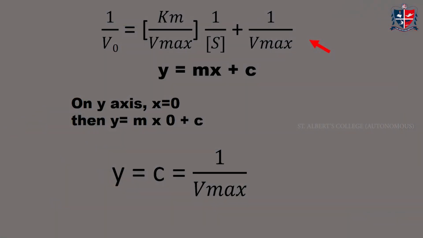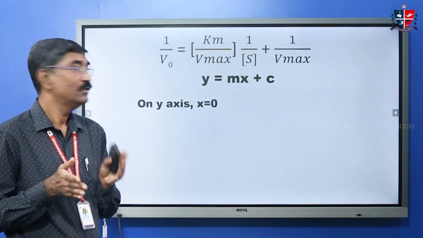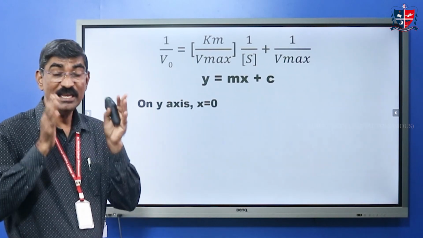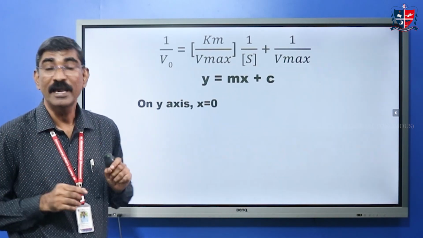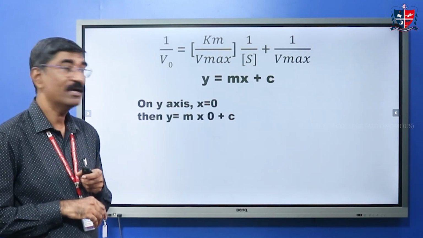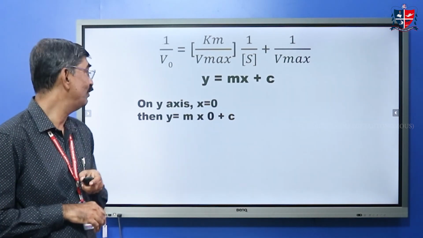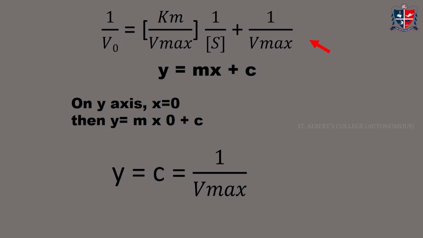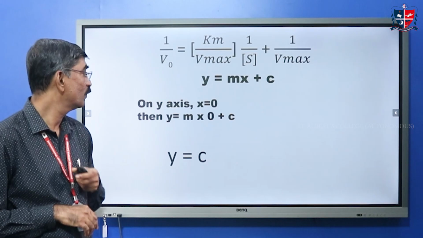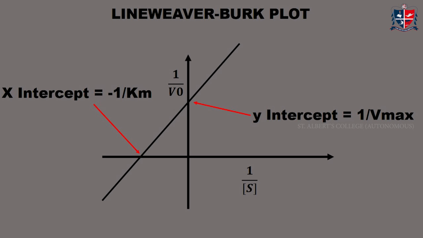Now let us consider the second case, that is on the y-axis. On the y-axis, the x value will be 0. Any point on the y-axis will have its x coordinate 0. So our equation will become y equals m times 0 plus c. That means y equals c. What is the value of c? Again it is 1 by Vmax. So y equals 1 by Vmax. That is the y-intercept.